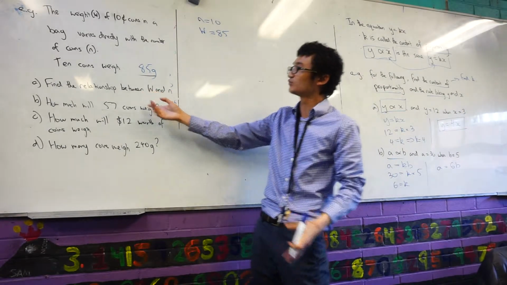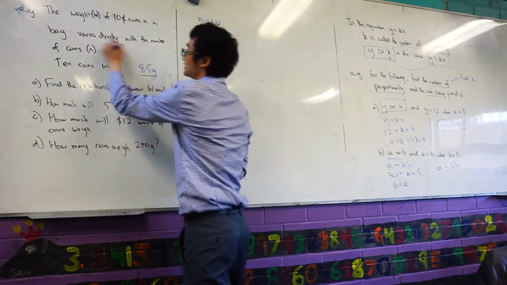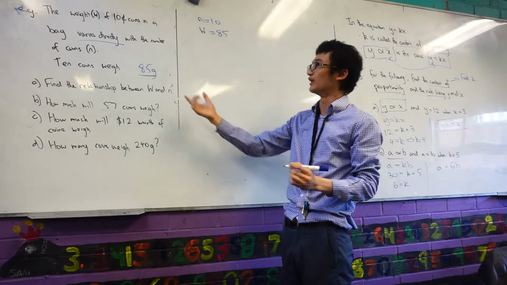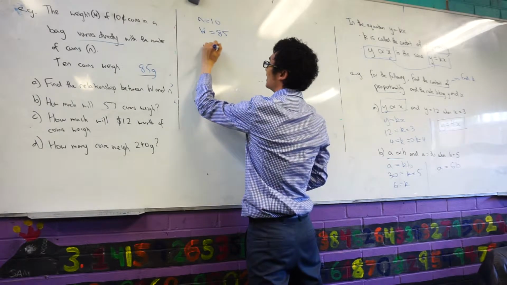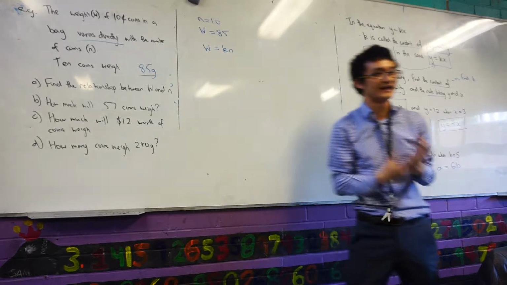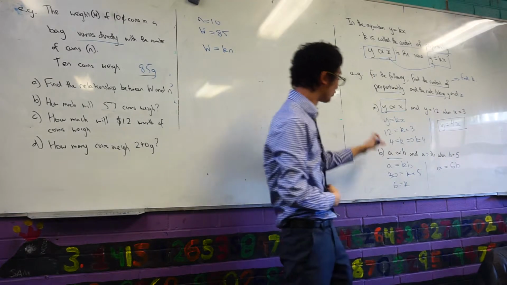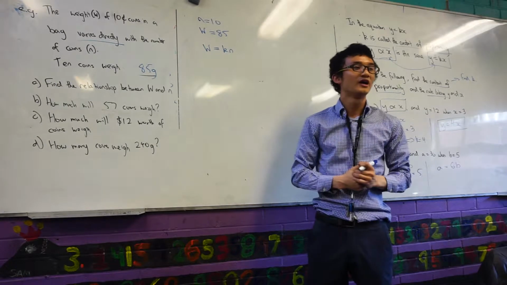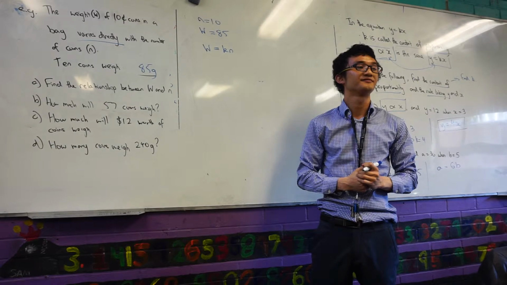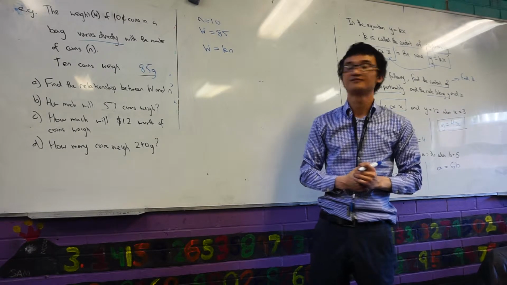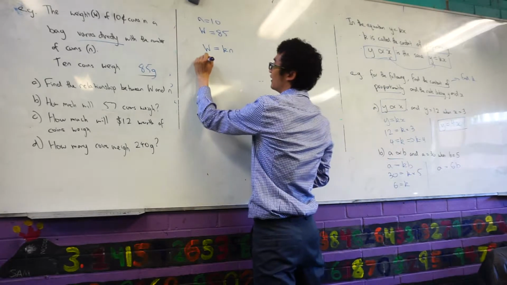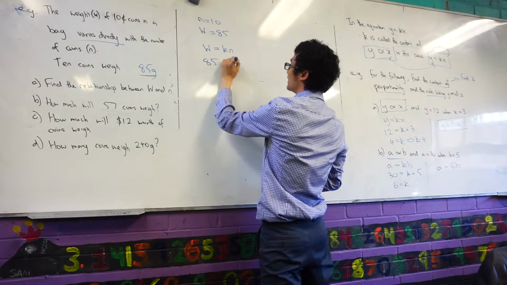So what do I want to do next? Well, I know it varies directly because they tell me that in the question. That's really important, because then I know that I have W equals Kn, right? Because that's the equation I was looking at before. So now I can substitute those values in. I've got 85 is equal to K times 10.